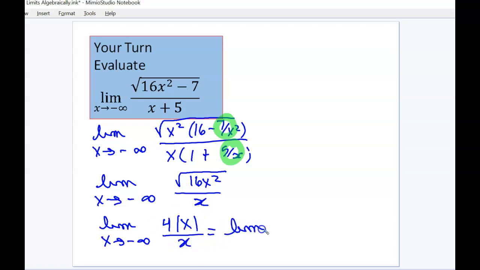And now I'm going to determine what is going in place of absolute x. Well, because x is going to negative infinity, I'm going to be using the negative branch. So now I have negative 4x over x, which is going to result in negative 4.